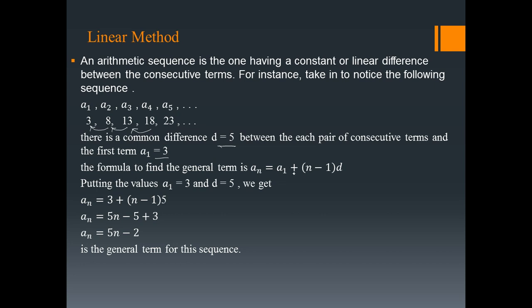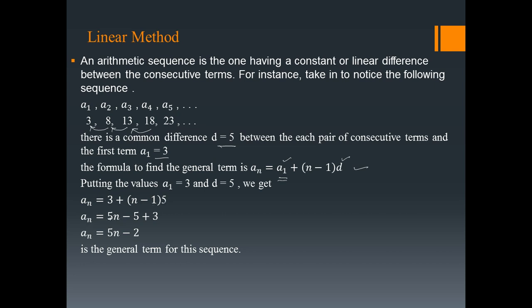The formula to find the general term for this arithmetic sequence is this one. This we have already done in the previous video. an is equal to a1 plus (n minus 1) times d, where a1 is the first term and d is the common difference. Now putting the values a1 = 3 and d = 5, an is equal to 3 plus (n minus 1) multiplied by 5.